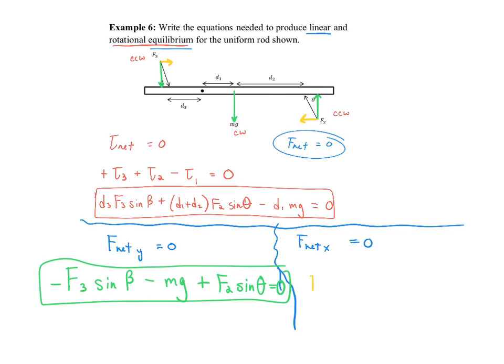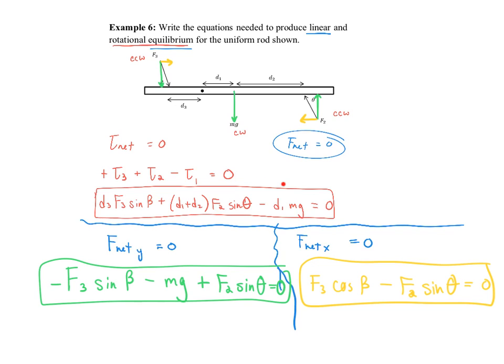So in this case, we would have F3 acting to the right times the cosine of its angle, which is beta, minus F2 acting to the left times the sine of its angle, which we've denoted as theta. And that will equal 0. And this is the equation for linear equilibrium in the x direction.